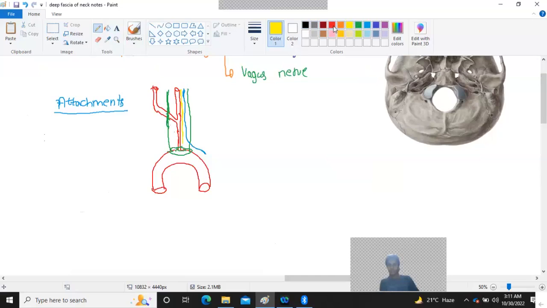We can name them depending on the section we have taken in the transverse section. So we can say the internal carotid or the common carotid, not 'and', because only one is present depending on the section. Common carotid artery.